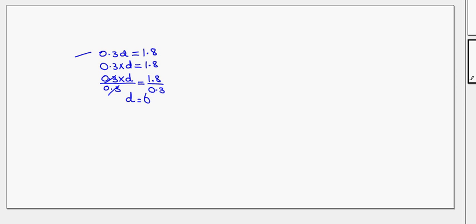Any problems so far? D is equal to 6. Don't worry, that is a decimal. Just follow the same rules. Okay?